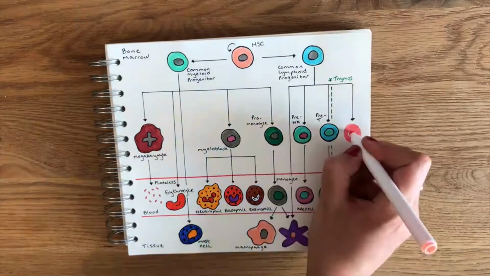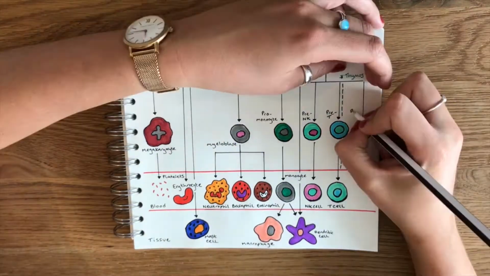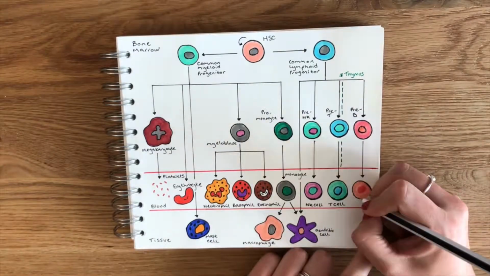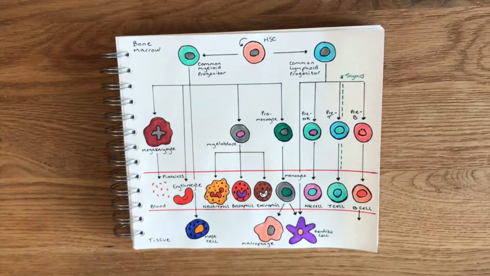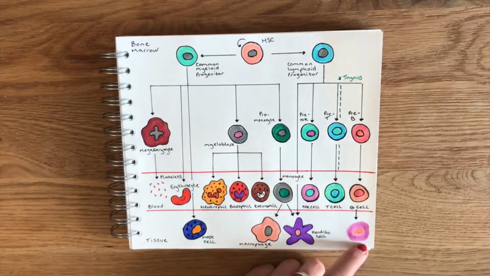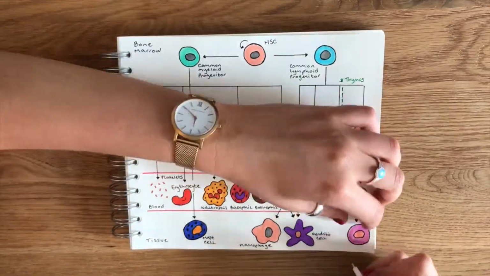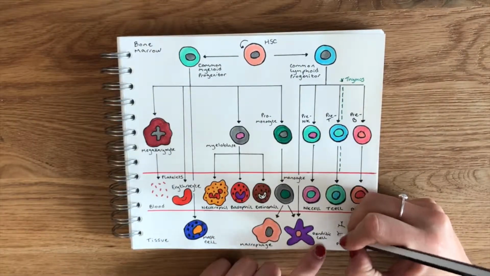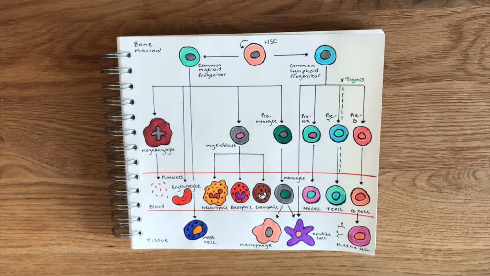And finally, common lymphoid progenitors can give rise to pre-B cells, which develop into fully mature B cells, which can then also develop into plasma cells. And these plasma cells are responsible for releasing antibodies into the circulation. Okay, so there you go. That's how all of our blood cells are developed from a single hematopoietic stem cell.